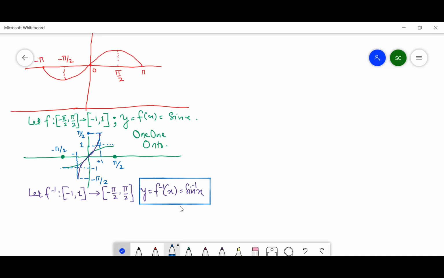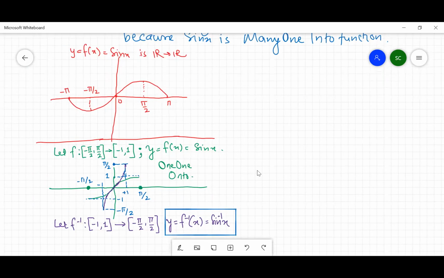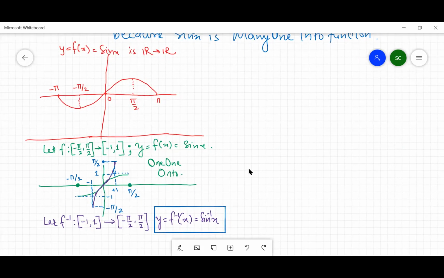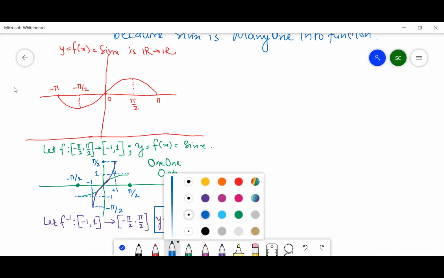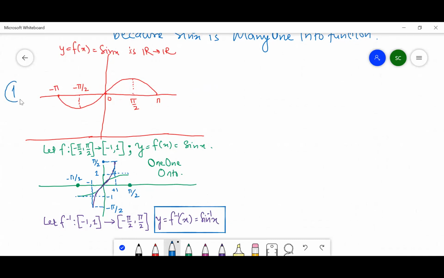See if you are understanding and drawing it correctly or not. This is sine inverse x. I wait for some time so that you draw and copy it correctly.